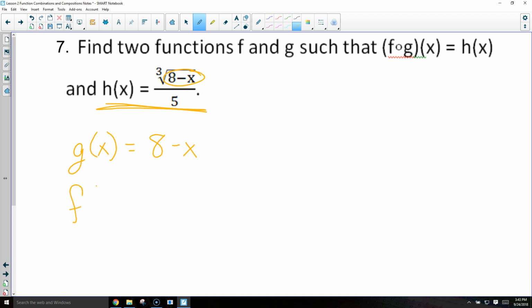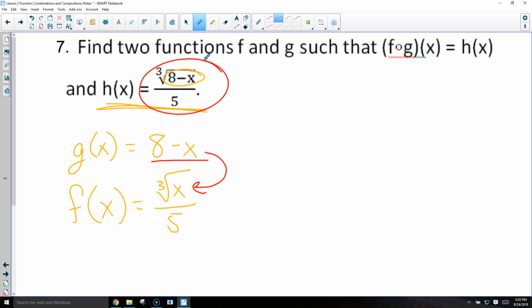And then my f function, what I want to plug 8 minus x into is the cube root of x over 5. So that way when I take f of g of x, I would plug this in for x, and I would have my original h of x equation again.